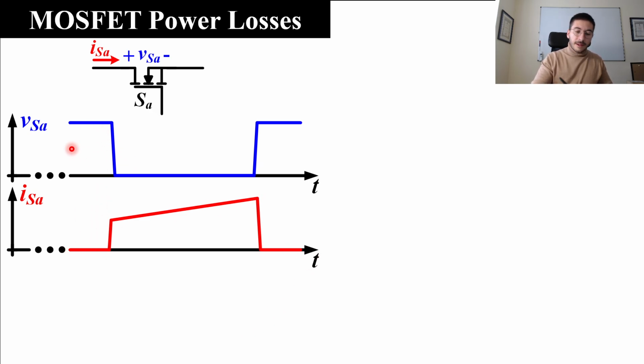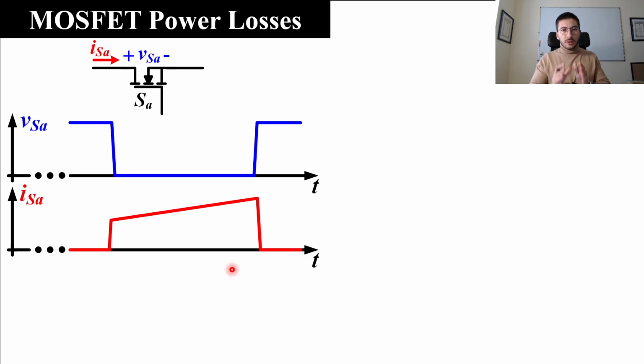In this part, the MOSFET is off, is blocking some voltage, in our case the input voltage, and the current is zero. Then we turn on the device here, the voltage is close to zero, close to a short circuit, and it drives some current, in our case the inductor current. And then we turn off the device again. Here is the input voltage, here is zero.